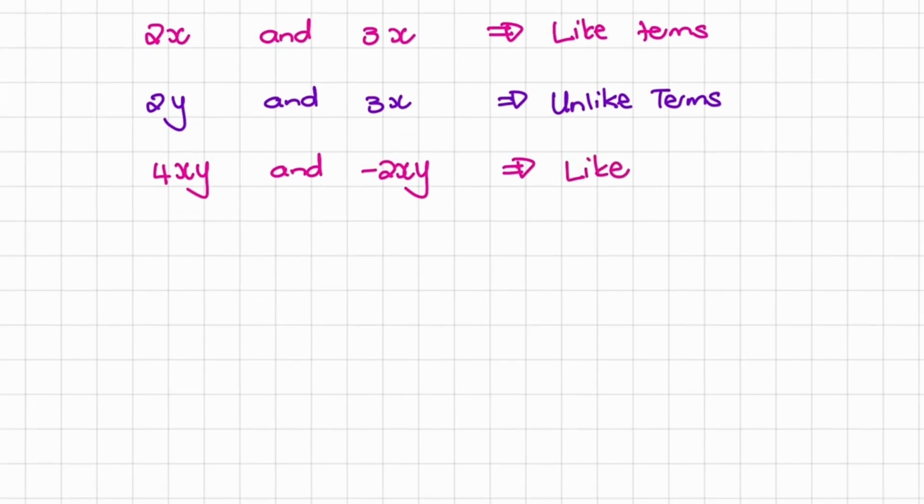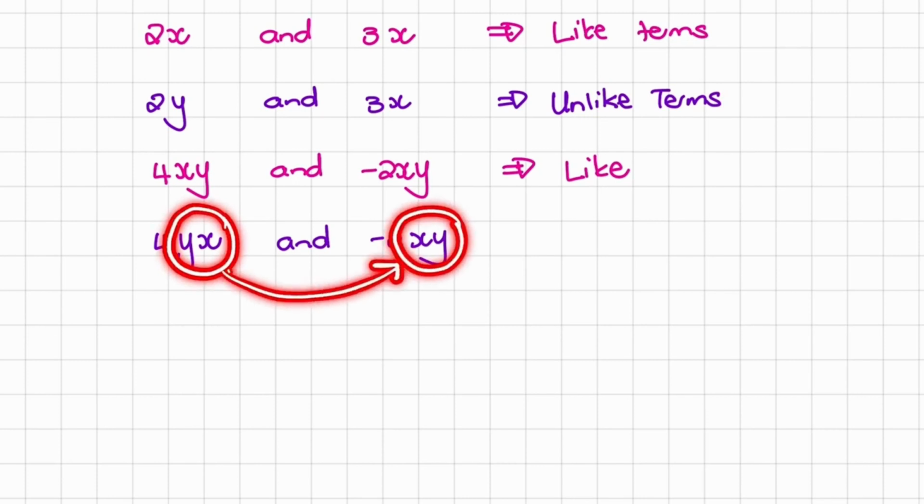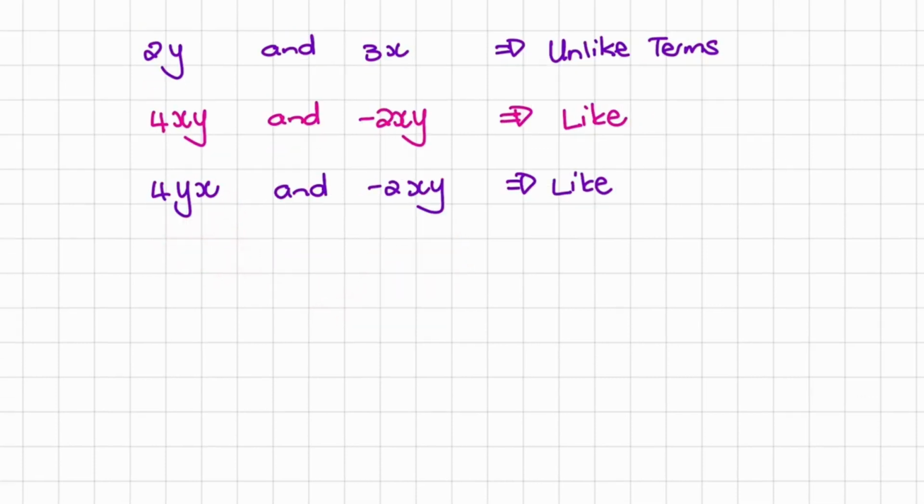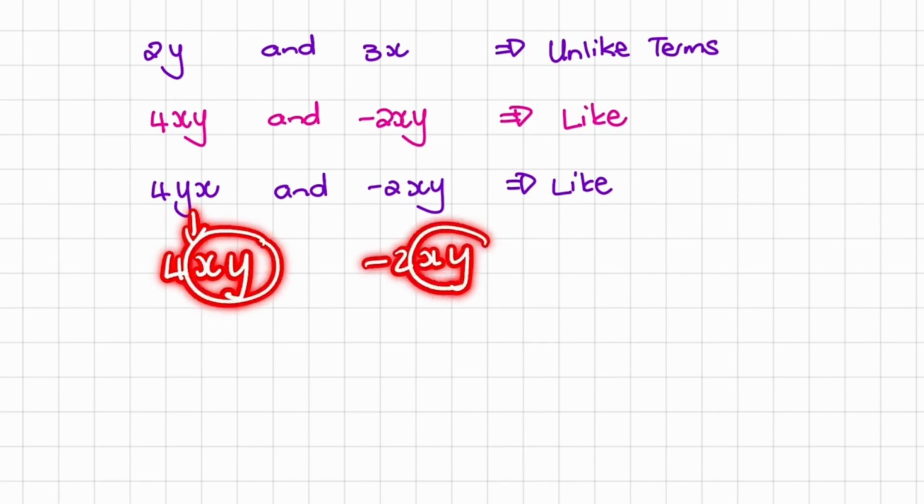And even if I change the letters into a different order, for example, 4yx and negative 2xy, these terms are still like terms, even though the variables are not in the same order. But in the previous video, we learned that in algebra, we always write variables alphabetically. So we would write this 4yx as 4xy. That allows us to quickly identify like terms.